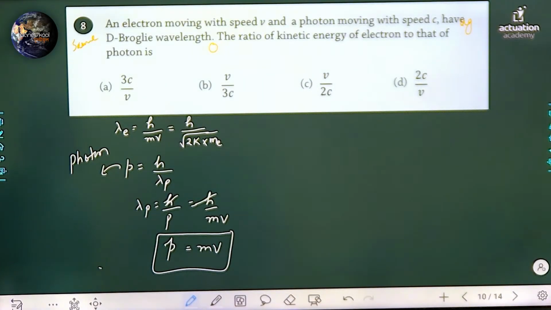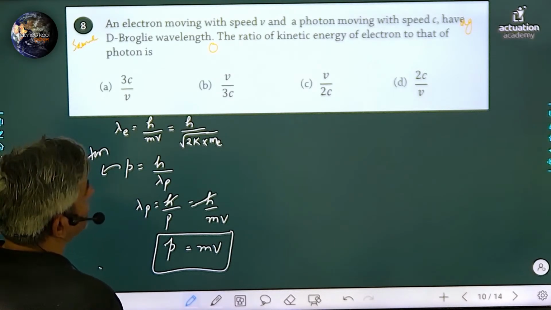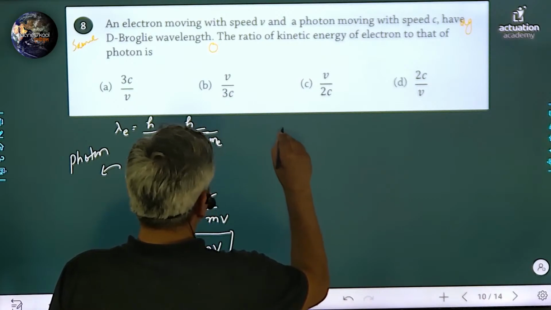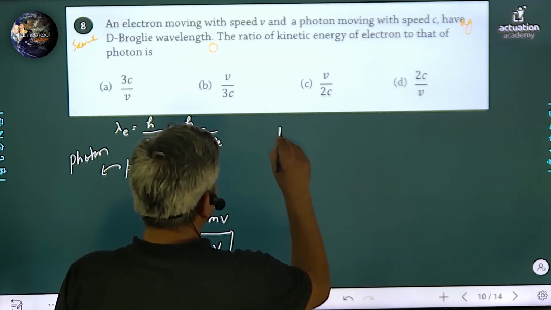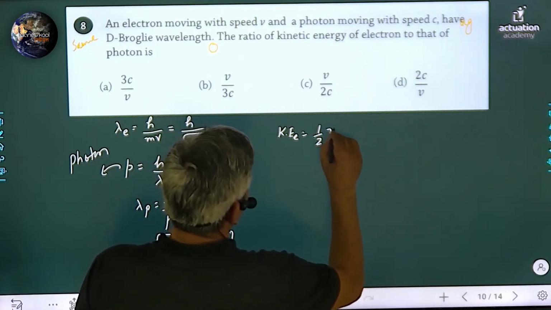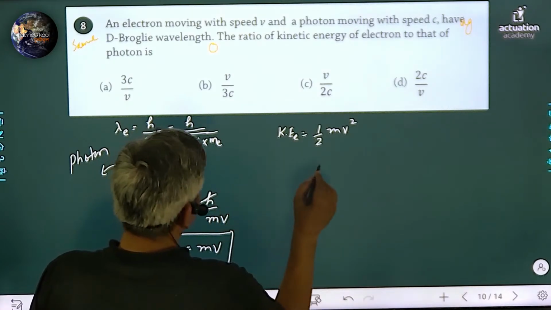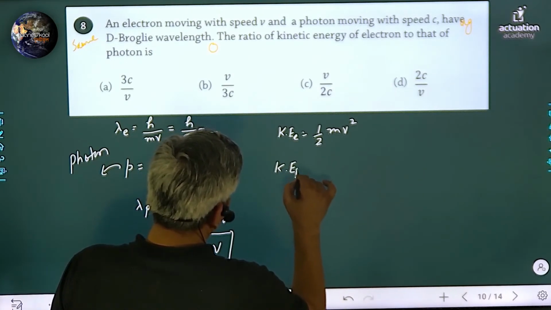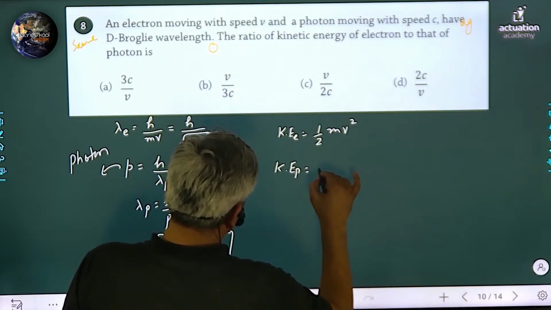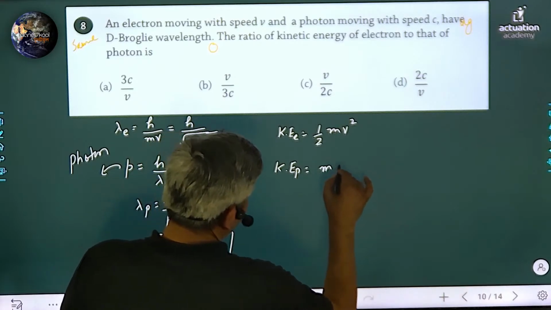Okay, so photon momentum is momentum of the electron. Kinetic energy of the electron can be written as half mv square, and for the photon, kinetic energy of the photon can be written as, which is simply mc square.